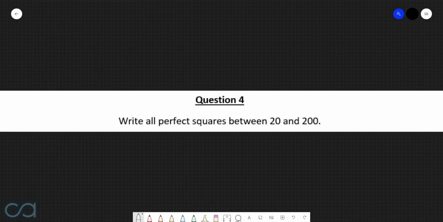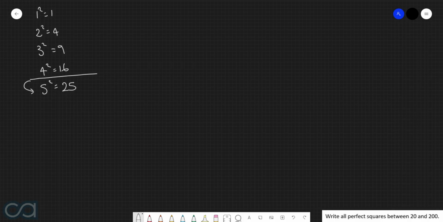Question 4. Write all perfect squares between 20 and 200. So, what we're going to do here is we're going to start off by writing the first few perfect squares. So we know that 1 squared is equal to 1, 2 squared is equal to 4, 3 squared is equal to 9, 4 squared is equal to 16, and then 5 squared is equal to 25. We can only start our answer at 5 squared, purely because we're wanting to write out all the perfect squares between 20 and 200. So all 4 of these answers up here will not be applicable.